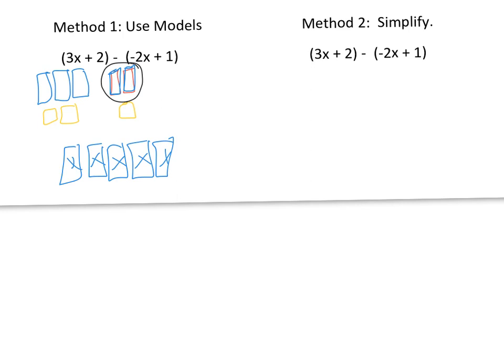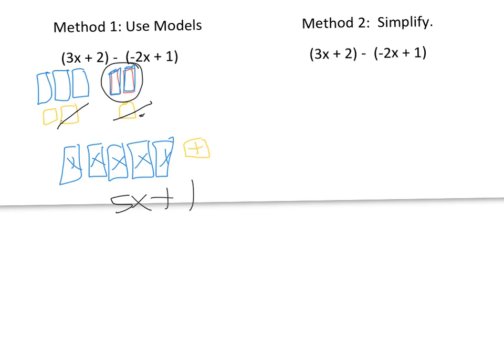But for the constants, I noticed that I started with 2 on this side, but now I only have 1. But this 1 is being subtracted. So I take 1 away from here, 1 away from here, and it leaves me a zero pair, which means I'm left with just one of those constant tiles. So then my answer is simply 5x plus 1.